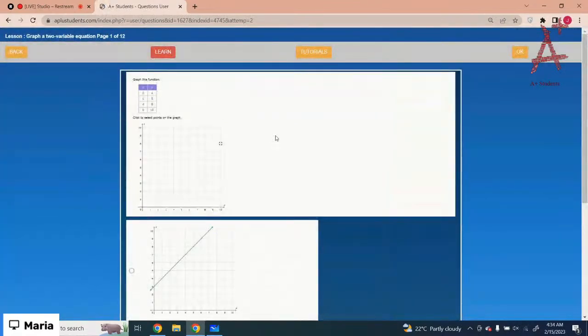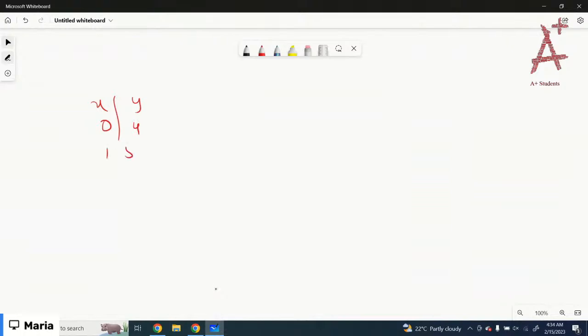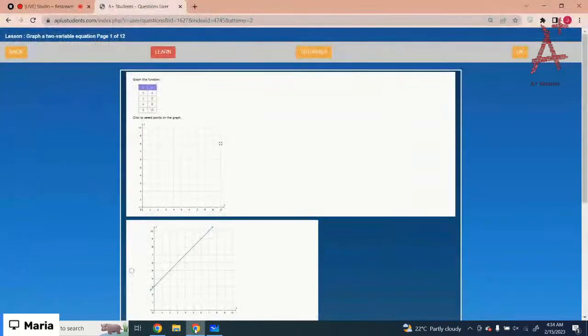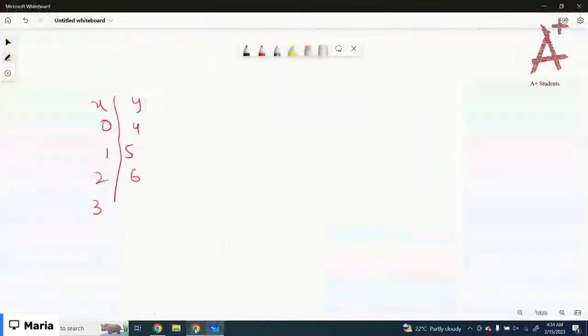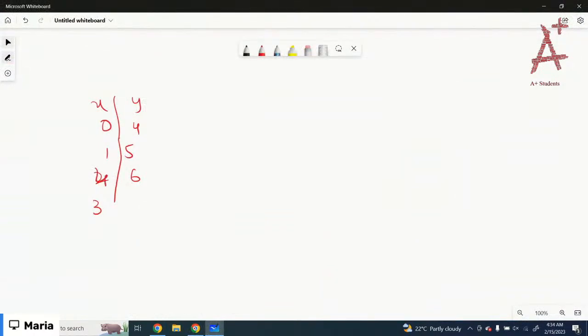Okay, the first one is graph the function. You are given a table that is 0, 4, 1, 5. Okay, let me just draw the table on the board. Okay, 0, 4, 1, 5, 2, 6, and 4, 8, 6, 10. Okay, here you have 4, 8, here you have 6, and here you have 10. Okay, you're giving me the points. Just plot these points on the graph and make a straight line.